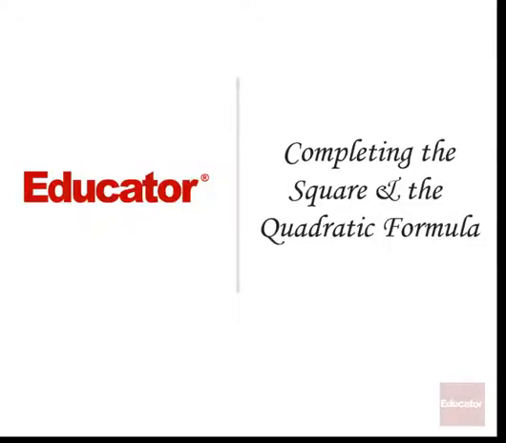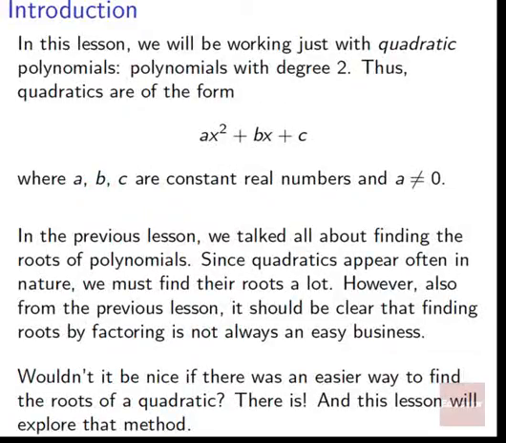Today we're going to talk about completing the square and the quadratic formula. In this lesson, we'll be working just with quadratic polynomials, that is, polynomials that have degree 2. So quadratics are of the form ax squared plus bx plus c, degree 2. A, B, C are constant real numbers, and A is not equal to 0. Otherwise, it wouldn't be a quadratic anymore because we would have knocked out that x squared.